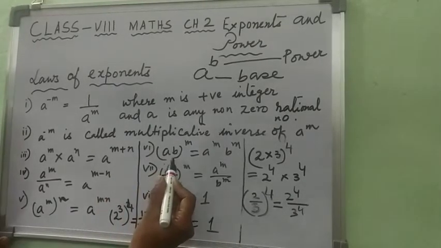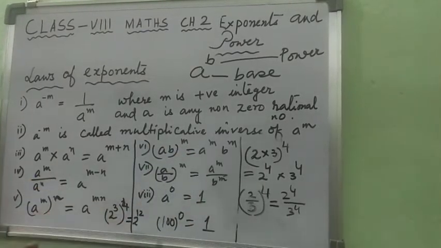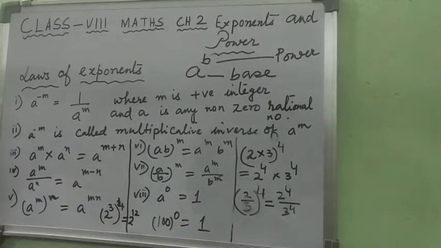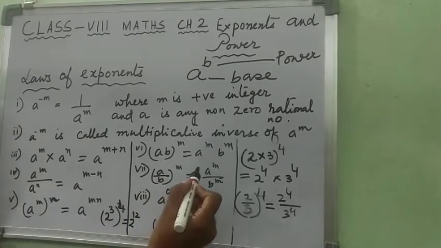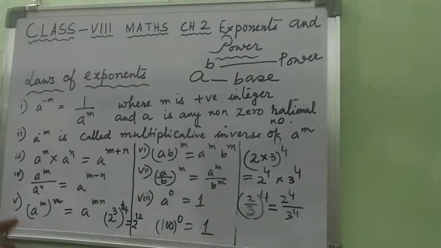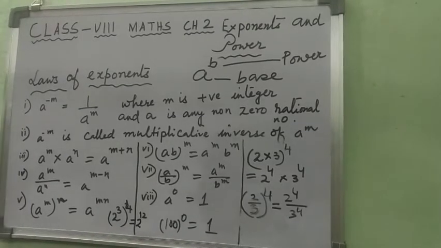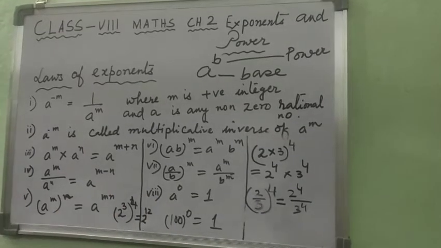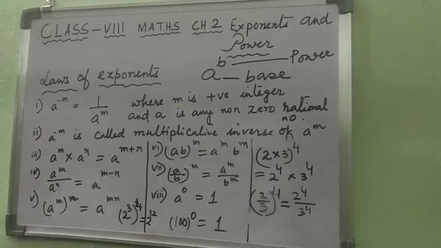Now the base is a b whole to the power m, so separately we can write a to the power m and b to the power m. Next, a by b whole to the power m equals a to the power m divided by b to the power m. Now the last law of exponent is a to the power 0: anything to the power 0 equals 1. Now let us take some numbers to explain these laws of exponent.